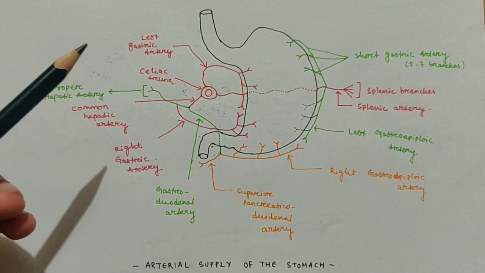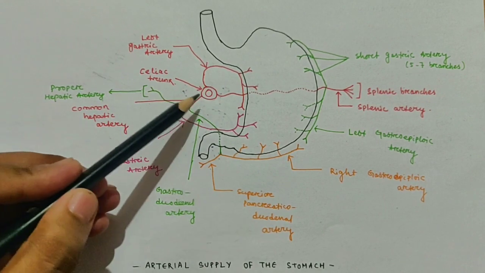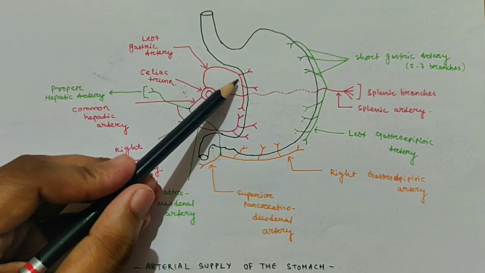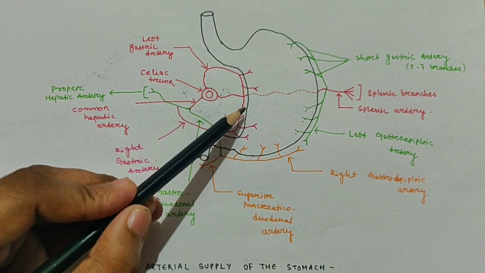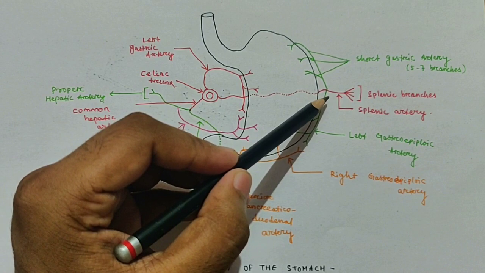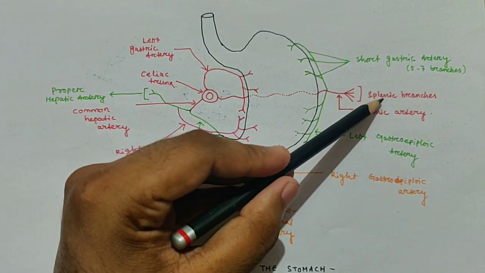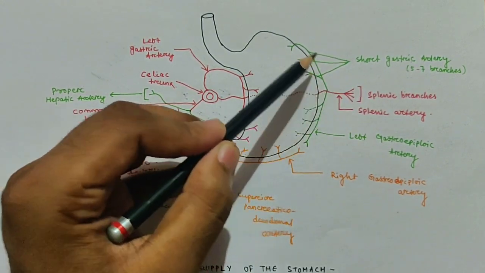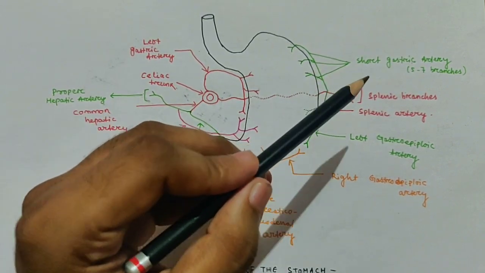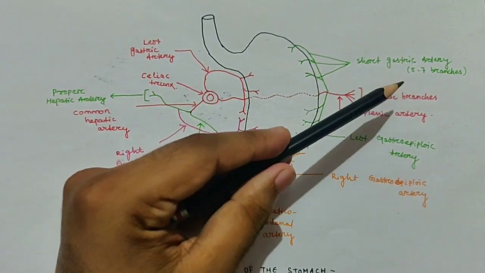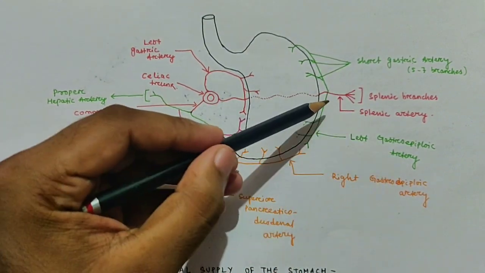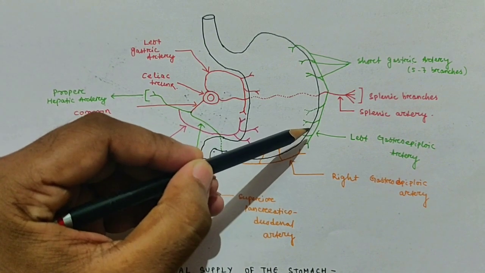Basically, the stomach is supplied by the branches of the celiac trunk. The first branch is the left gastric artery, which supplies the upper part of the lesser curvature. The second branch is the splenic artery, which gives three branches. One supplies the spleen, the second one supplies the upper part of the greater curvature, which is the short gastric artery, which gives 5 to 7 branches. The third branch is the left gastroepiploic artery, which also supplies the greater curvature.